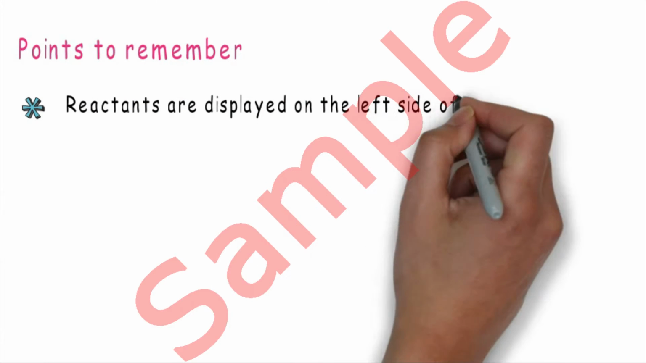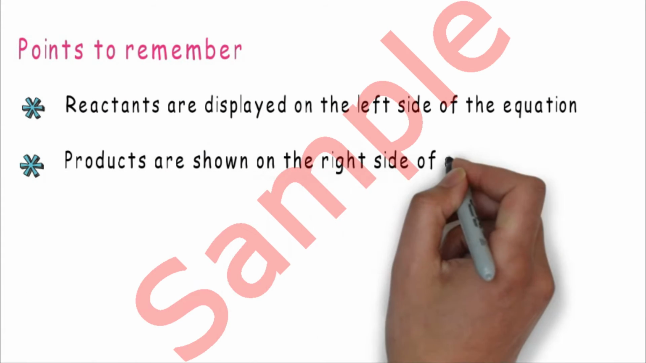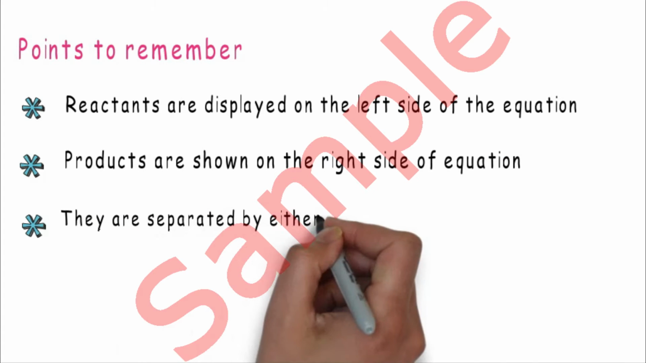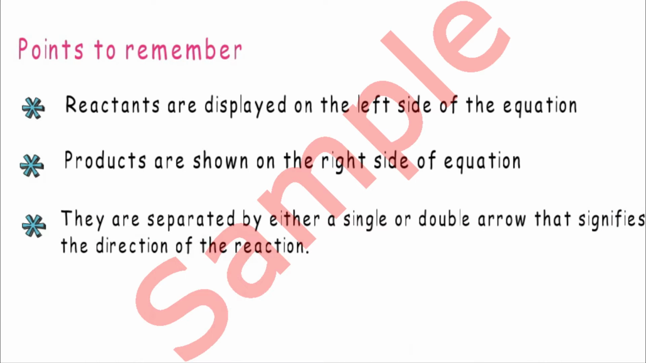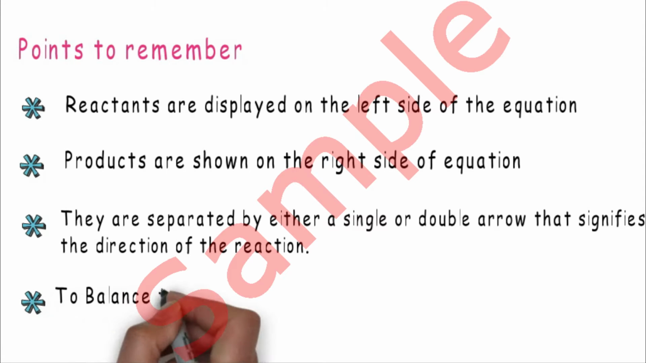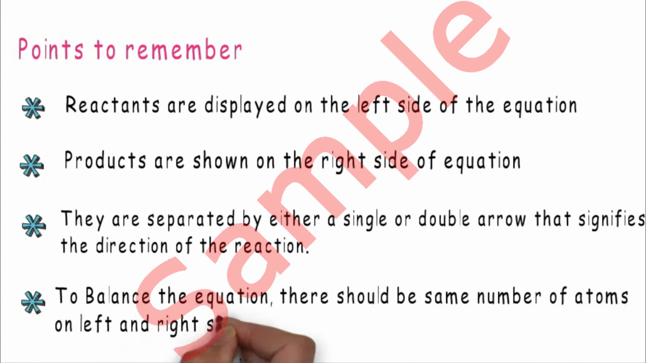Points to remember. The reactants are displayed on the left side of the equation, and the products are shown on the right side of the equation. They are separated by either a single or double arrow that signifies the direction of the reaction. To balance the equation, there should be the same number of atoms on the left and right side of the equation. The following equation demonstrates the typical format of a chemical equation.